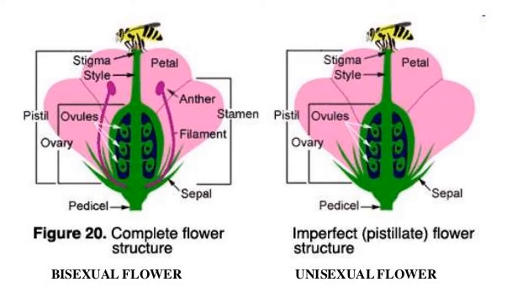Now it will be more clear to you with the help of this diagram. As you can see, on the left side we have a bisexual flower and on the right side we have a unisexual flower. In the bisexual flower we have both male and female reproductive parts. On the other hand, in the unisexual flower we have either a female reproductive part or the male reproductive part, any one of them.